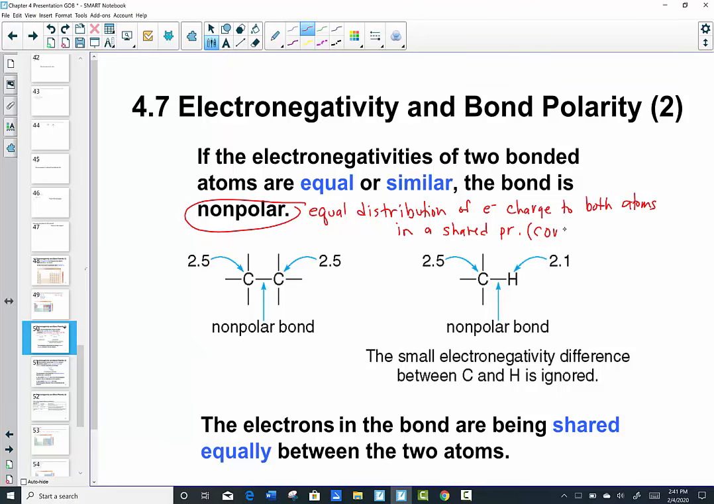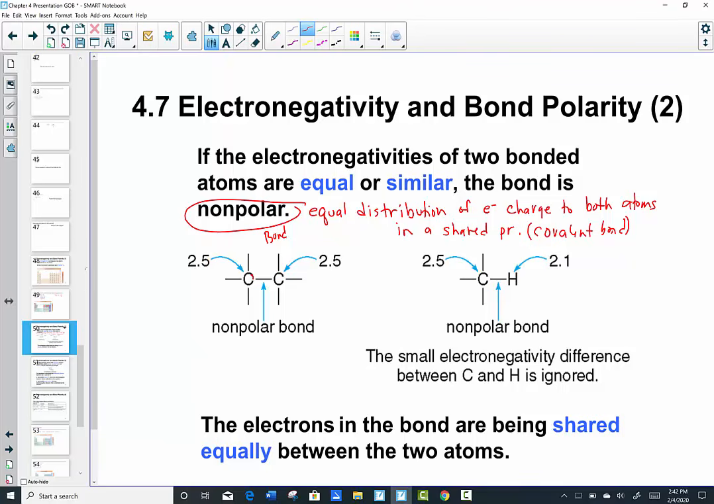And that's really what our definition of a covalent bond is. So here we're writing down a good set of notes. It says nonpolar. A nonpolar bond means we have an equal distribution of electron charge. The electron clouds are evenly distributed to both atoms in the shared pair of electrons known as a covalent bond.